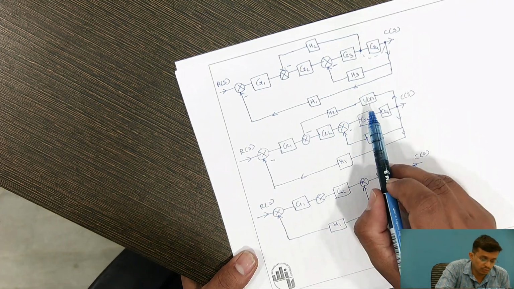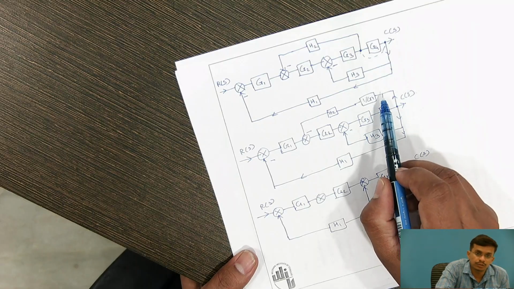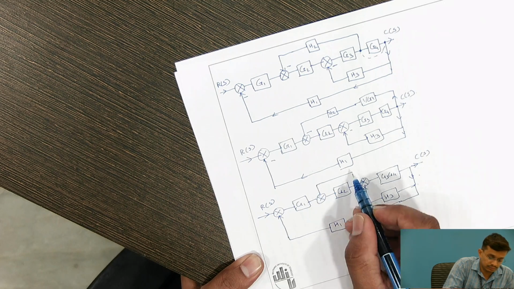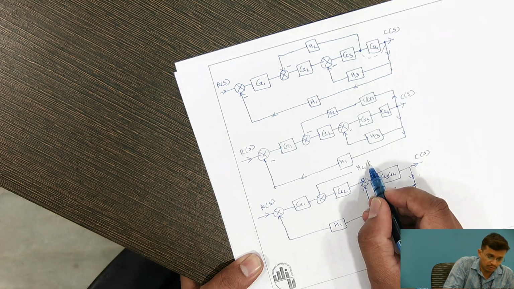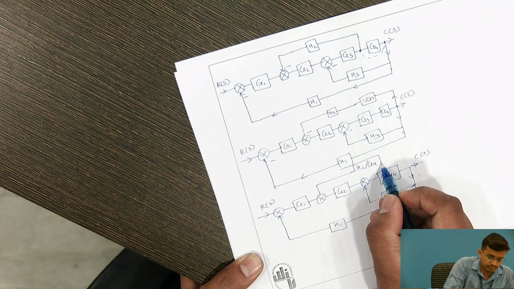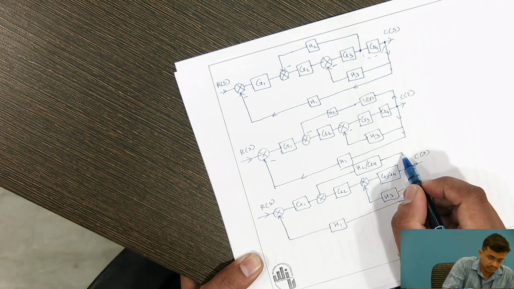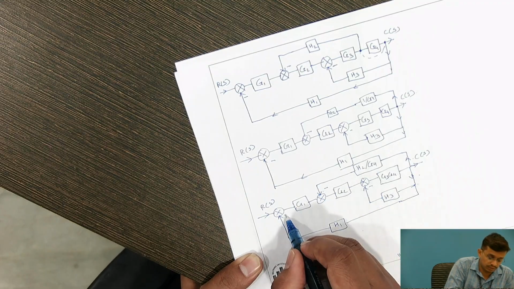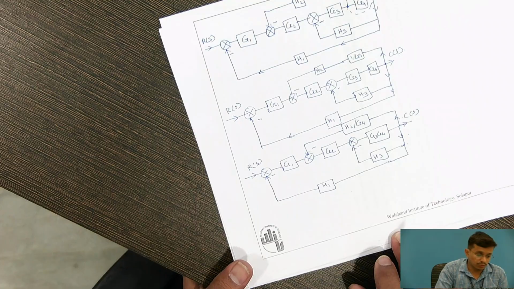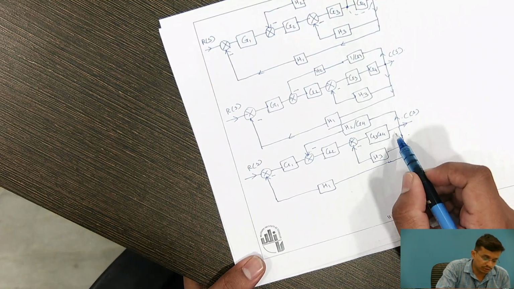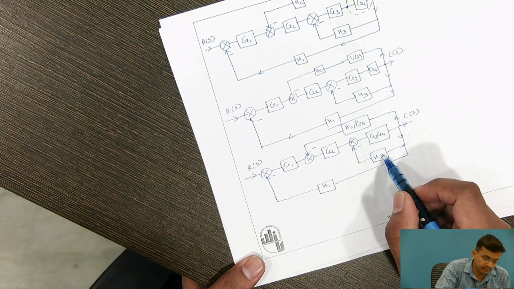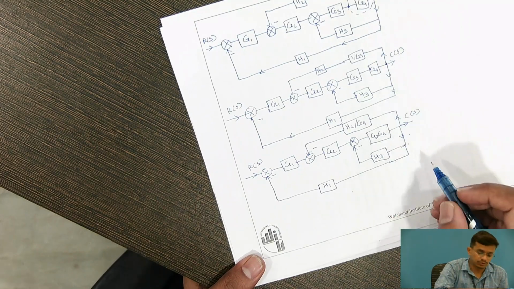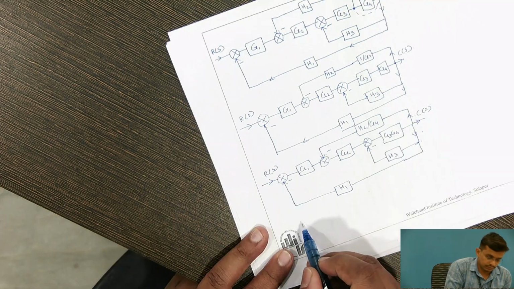Also, H2 and 1 upon G4, these are also in series, so I will write it as H2 upon G4. This is negative, this is also negative, and this is negative. Now this particular portion, that is the G3 G4 block and this H3 feedback block, these are in a minor feedback loop. So we will apply the minor feedback loop formula here.